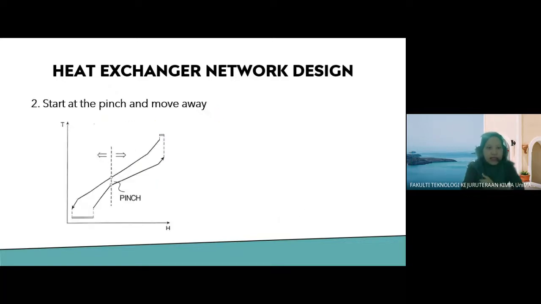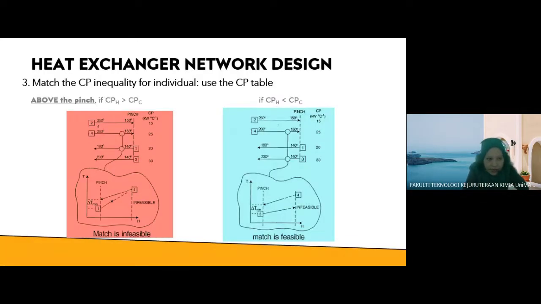And then how you draw the heat exchanger network is by starting from the area near the pinch. So starting from the pinch to this side and starting from the pinch to this side. That's how you place your heat exchanger. But before that, you need to mesh. You need to follow these rules.